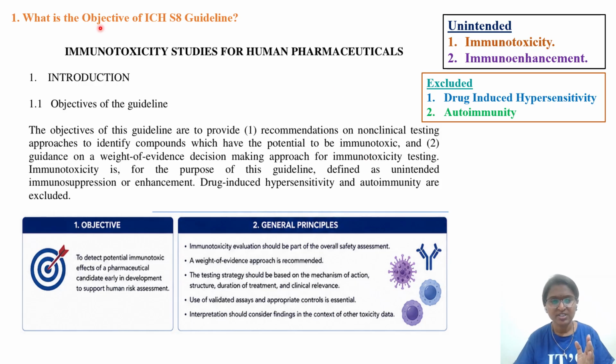Okay. Second, this ICH guideline is giving you guidance on a weight of evidence decision making approach for immunotoxicity studies. What this weight of evidence is, we'll also discuss in the next slide. So it should be unintended. The main purpose of this guideline is that immunotoxicity is defined as unintended immunosuppression as well as enhancement. See, this is unintended immunosuppression as well as immunoenhancement. Drug-induced hypersensitivity as well as autoimmunity are excluded from this ICH guideline.